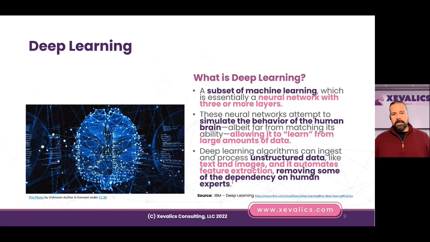Also, for this webinar, it's important to review deep learning. Deep learning is a subset of machine learning, which is essentially a neural network with three or more layers. These neural networks attempt to simulate the behavior of the human brain, allowing it to learn from large amounts of data. Deep learning algorithms can ingest and process unstructured data like text and images, and it automates feature extraction, removing some of the dependency on human experts.